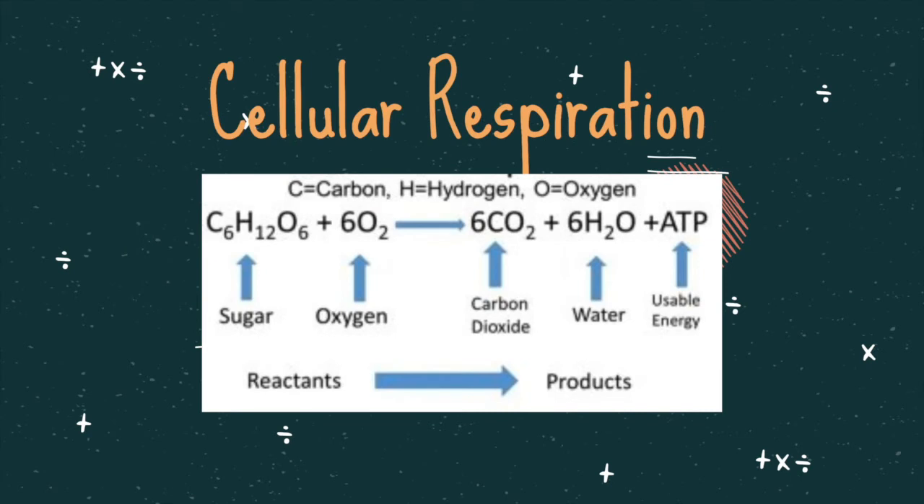Next, we have cellular respiration. As you can see from the previous slides, the reactants in the photosynthesis are now the products of cellular respiration. For this, the reactants are sugar and oxygen, and the products include carbon dioxide and water and a new thing called ATP, which is like food for the plants.